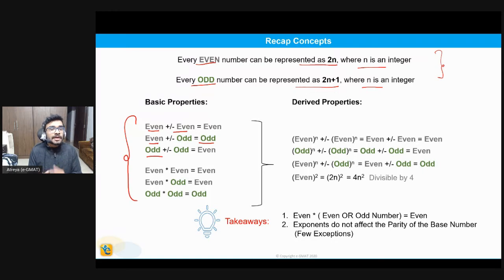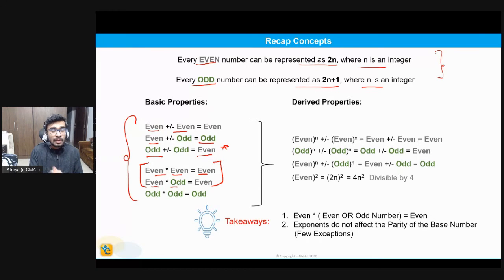But when I add or subtract two odd numbers between themselves, then I get an even number. So this is a very important point. Then when I multiply an even number with an even number, I get an even number. When I multiply an even number with an odd number, I get an even number. So if you club these two, if an even number is multiplied to an even or odd, it can be any number, then the result is always an even number.